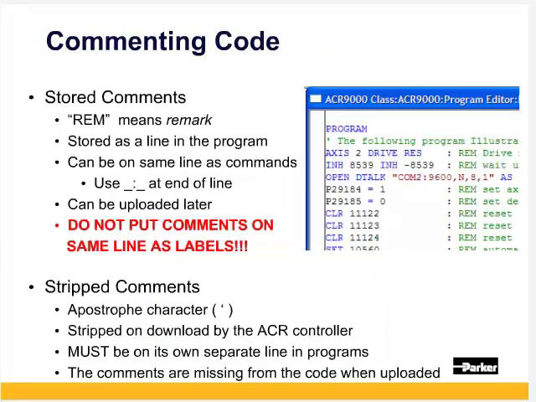Programmers can make their code more legible using comments. This can be done 2 ways. REM is for remarks and is stored within the program. This can be on its own line starting with REM, or at the end of the command line with space colon space as a delimiter. Note, do not put comments on the same line as labels. Second, an apostrophe character has to be on its own line and is stripped on download by the controller. This wouldn't be available for uploading, but minimizes program space used in the controller.